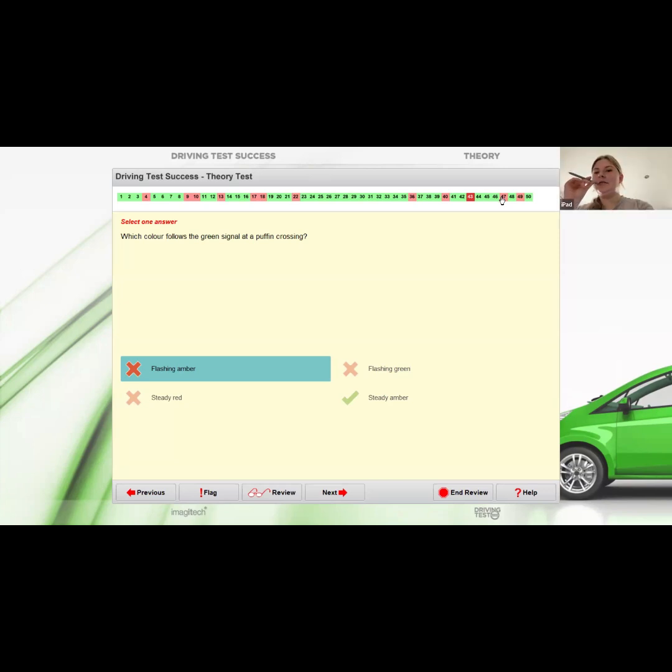Remember that. What light does not show to a driver at a toucan crossing? It's a flashing amber. What light does not show to a driver at a puffin crossing? It's a flashing amber. You see, because the flashing amber you will only see at a pelican crossing. So they'll try and catch you with that one a lot. It's an easy one for them to catch people with.